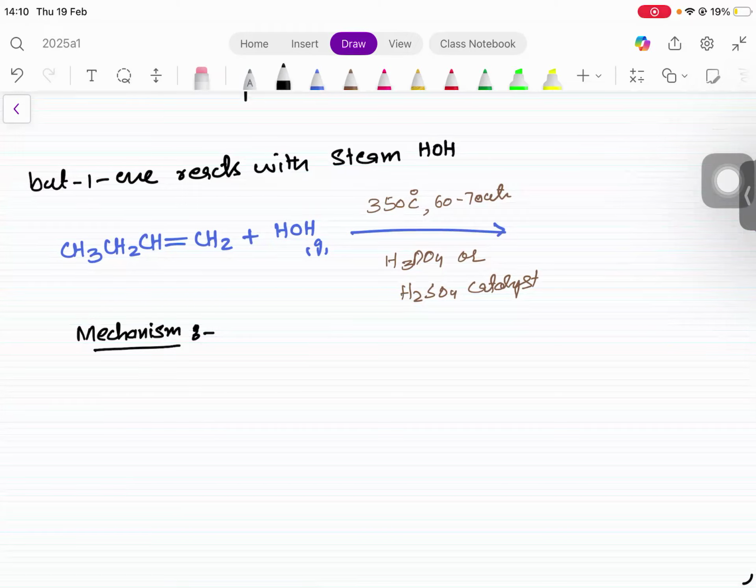Is it H3PO4 catalyst or H2SO4 catalyst? But-1-ene. No, you have to write the mechanism as well, please.